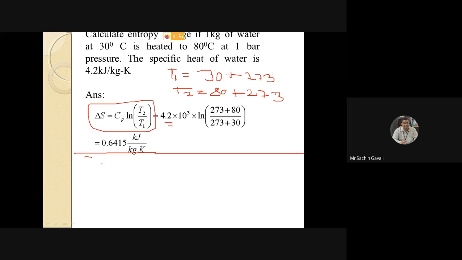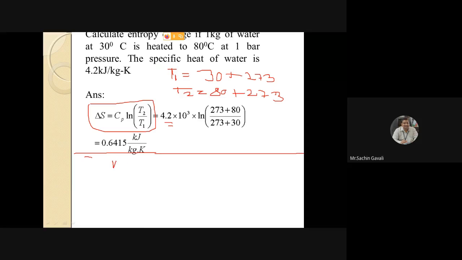Okay, yes sir. Now the next numerical, write down. I am now giving the numerical on dictation only. Calculate entropy change for 2 kg of water at 60 degrees Celsius.